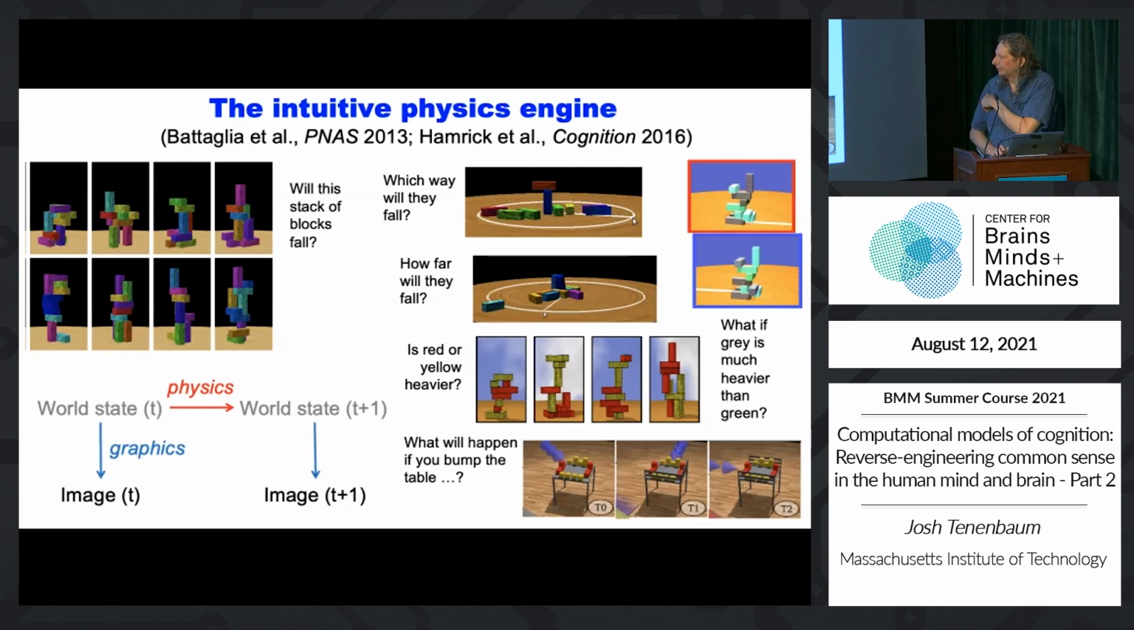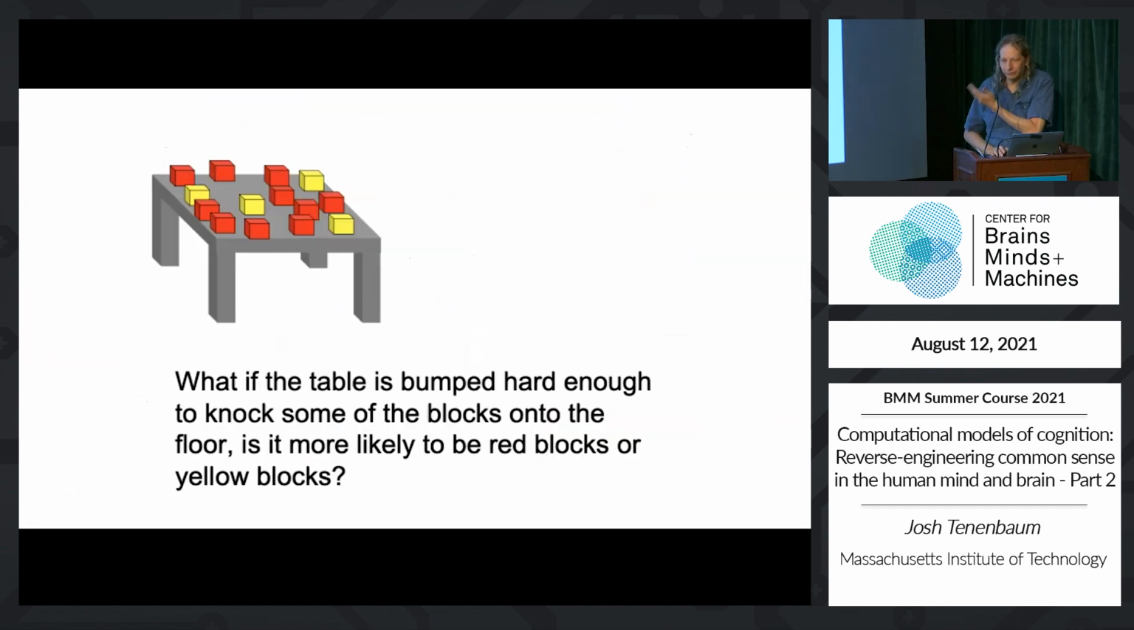But consider this judgment here, which unless you've seen me give a talk on this stuff before, you've never done this task, because I only just made it up for the purposes of this talk and other presentations. But you can still answer this question, just like you can answer all the others. So suppose this table is bumped hard enough to knock some of the blocks onto the floor. Is it more likely to be red blocks or yellow blocks?